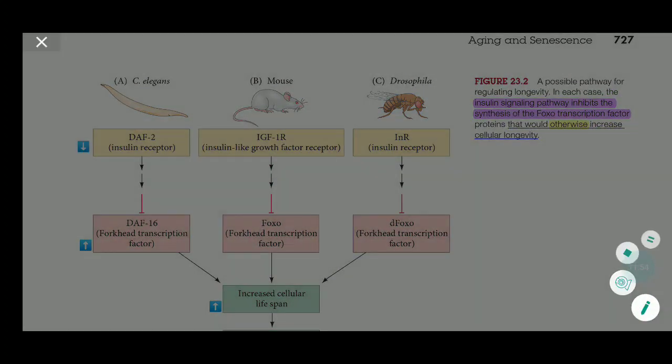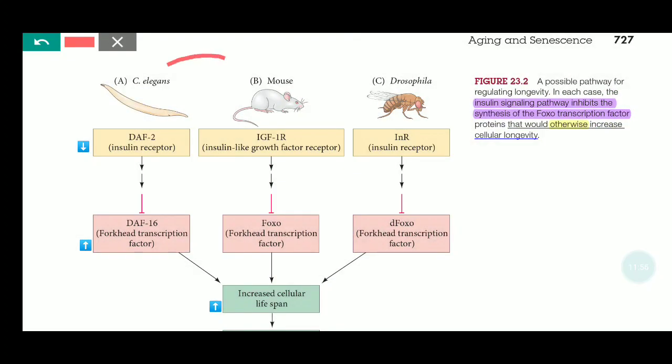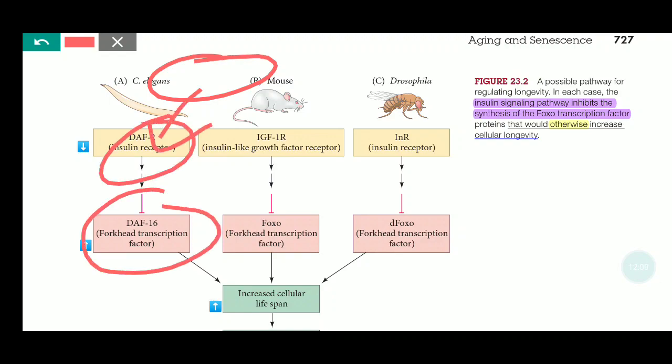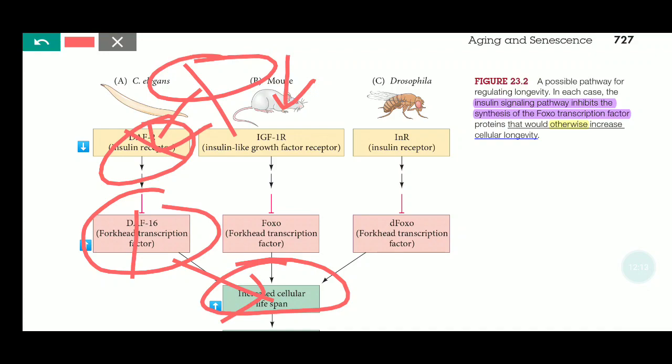For example, let me draw this. Okay, so here is the insulin signaling pathway. It affects DAF-2 and DAF-16, and causes lifespan to increase. So when it's down, DAF-16 is activated, and this causes lifespan to increase. When the insulin signaling is down, in those conditions, what exactly happens?